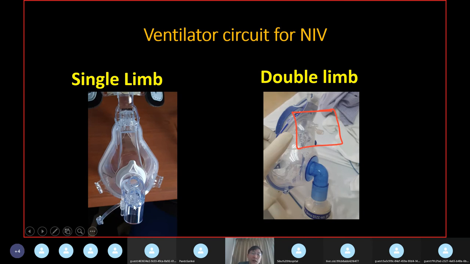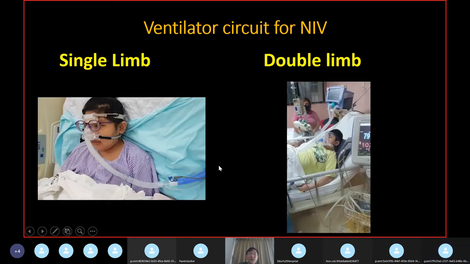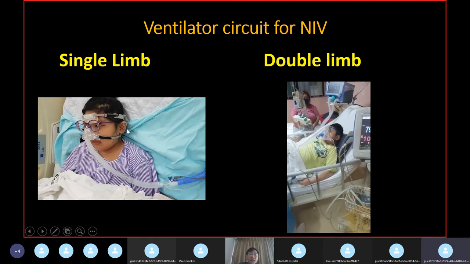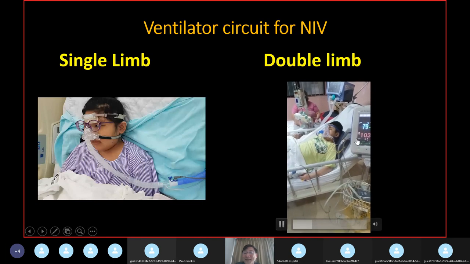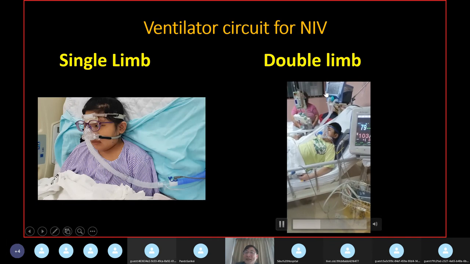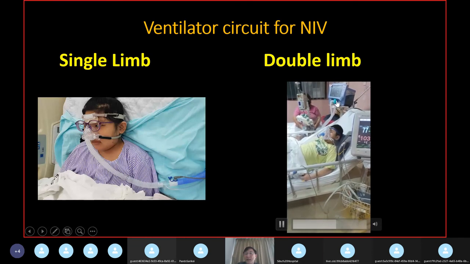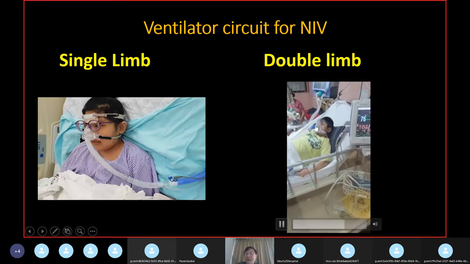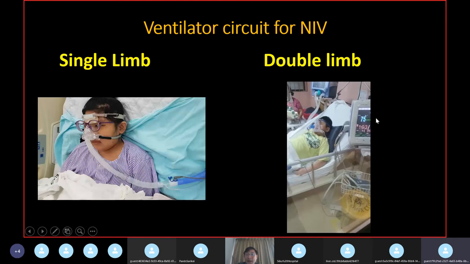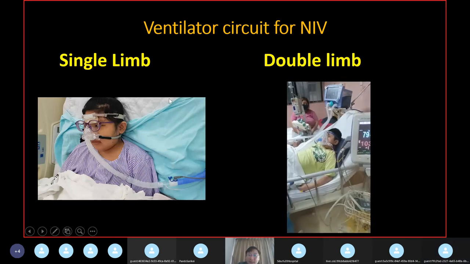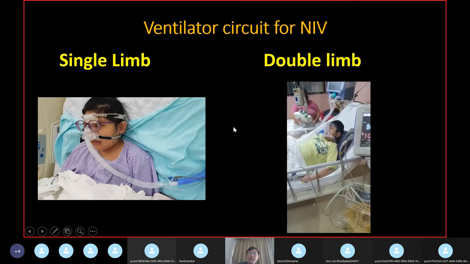Whereas a single limb type of machine allows significant leak, and the machine is very good at compensating for it. This is one example of a patient on a single limb NIV, which is a V60. Compared to this, one of the COVID patients admitted in Cebu Hospital is using the invasive ventilator type of NIV. You can see there is a two limb circuit and also a non-leak mask. Both can function effectively, but if the patient is very sick and requires more support, single limb NIV support is usually relatively better.